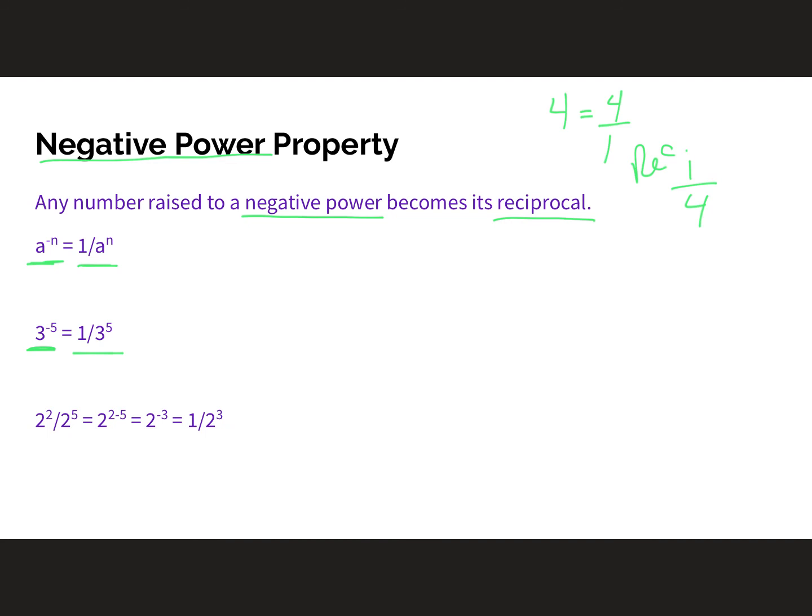Or the same thing as dividing. Negative exponents are also looked at as dividing by it. Again, when we have something like this, 2 squared divided by 2 to the 5th, we would subtract. So we get 2 to the 2 minus 5, which is 2 to the negative 3rd power, which is just 1 over 2 to the 3rd power.